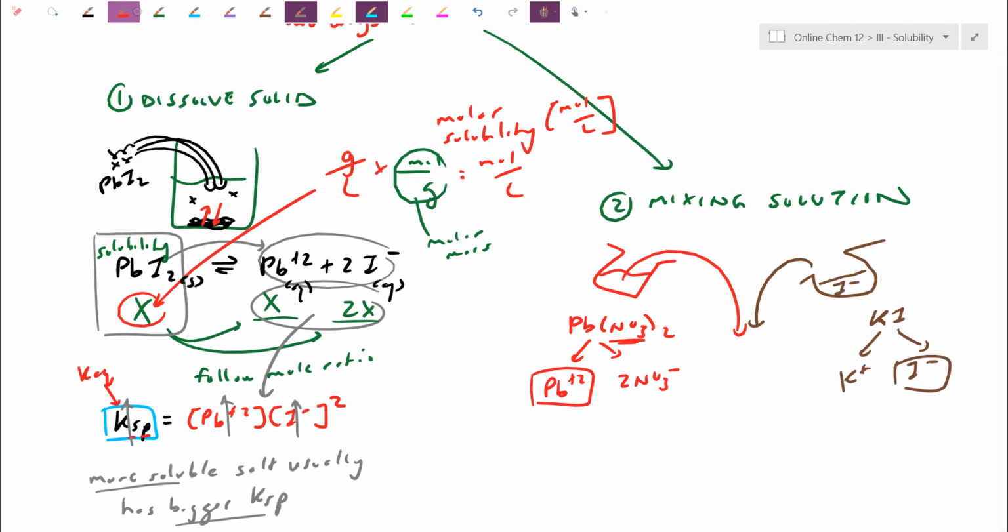And I just want to emphasize in this picture here, you'll notice the lead is coming from one side, the iodide is coming from something totally different. We didn't start off with a solid. There's no reason to actually follow the mole ratio. There's one added thing here.